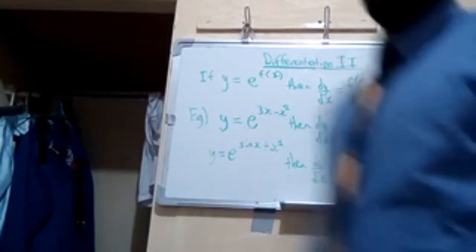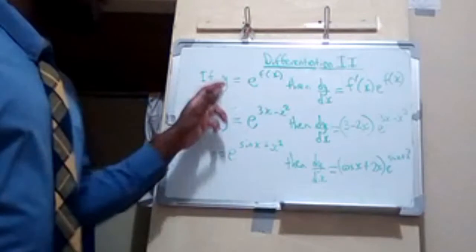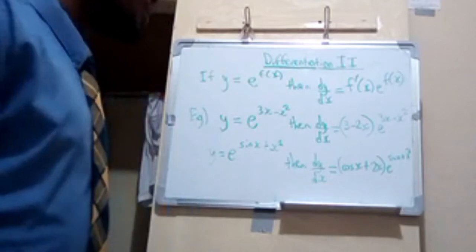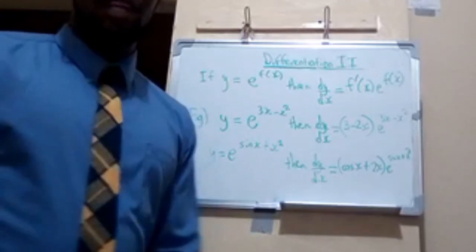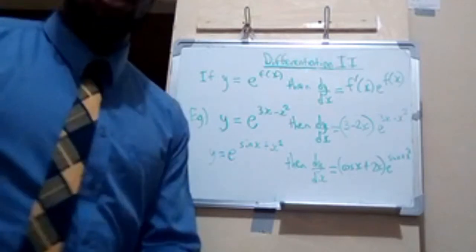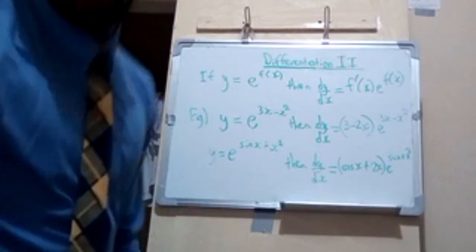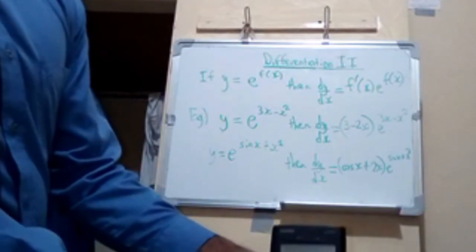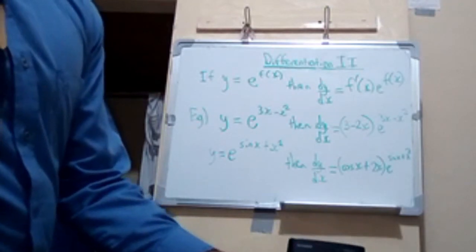Alright, so that's the rule for differentiating exponential functions. So remember, if y is equal to e to the function of x, then dy by dx is equal to f prime of x, which is the derivative of f of x, times e to the f of x. Now, let's look at differentiating log functions. Let's start with the natural log, known as ln. On your calculator, there are 2 logs. You'll see one right here that says ln, natural log, and then you have log to base 10.